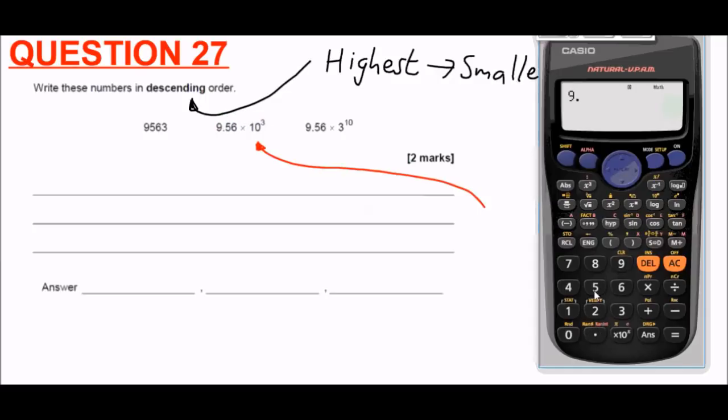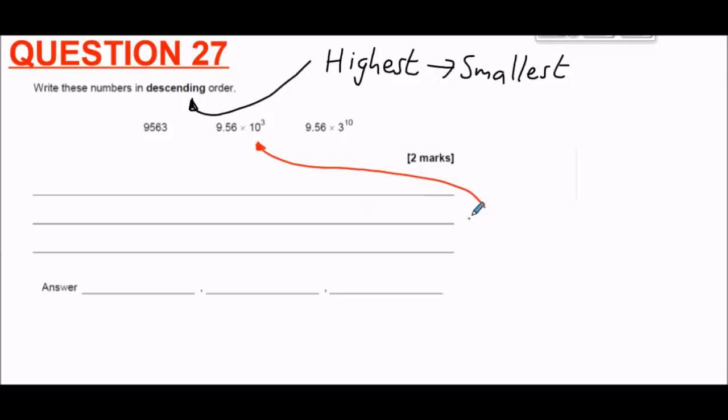Anyway, what we can do now is use a calculator to do 9.56 times 10 cubed. So 9.56 times 10 to the power 3. This is the general power button here, which you can use. So type in that one and a 3. We're going to get 9560. And so this one is 9560.